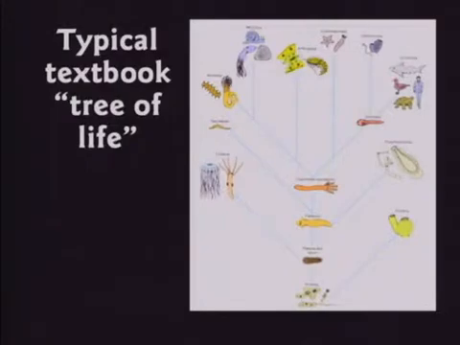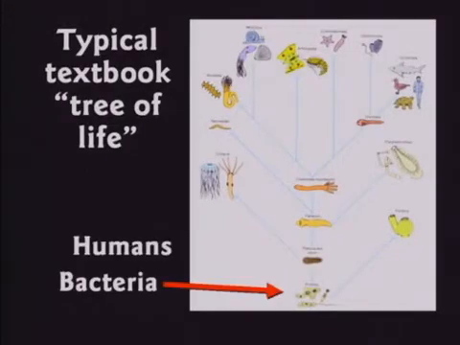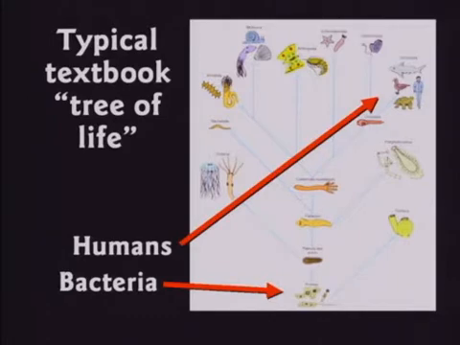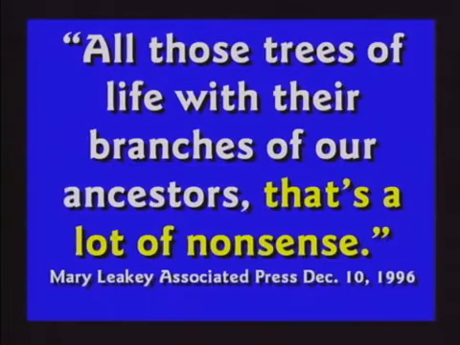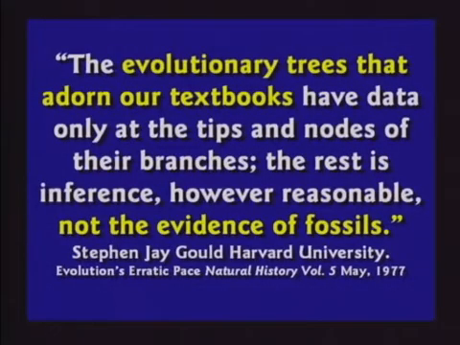We don't have a tree of life. They put this in the textbooks like, yes, boys and girls, humans evolved from bacteria billions of years ago. It's in all the textbooks. This is pure propaganda value. That's what it's in there for. There's no evidence for any of it. Even Mary Leakey said those trees of life with the branches of our ancestors are a lot of nonsense. Stephen Gould said, the evolutionary trees that adorn our textbooks are not the evidence of fossils. They make this stuff up.